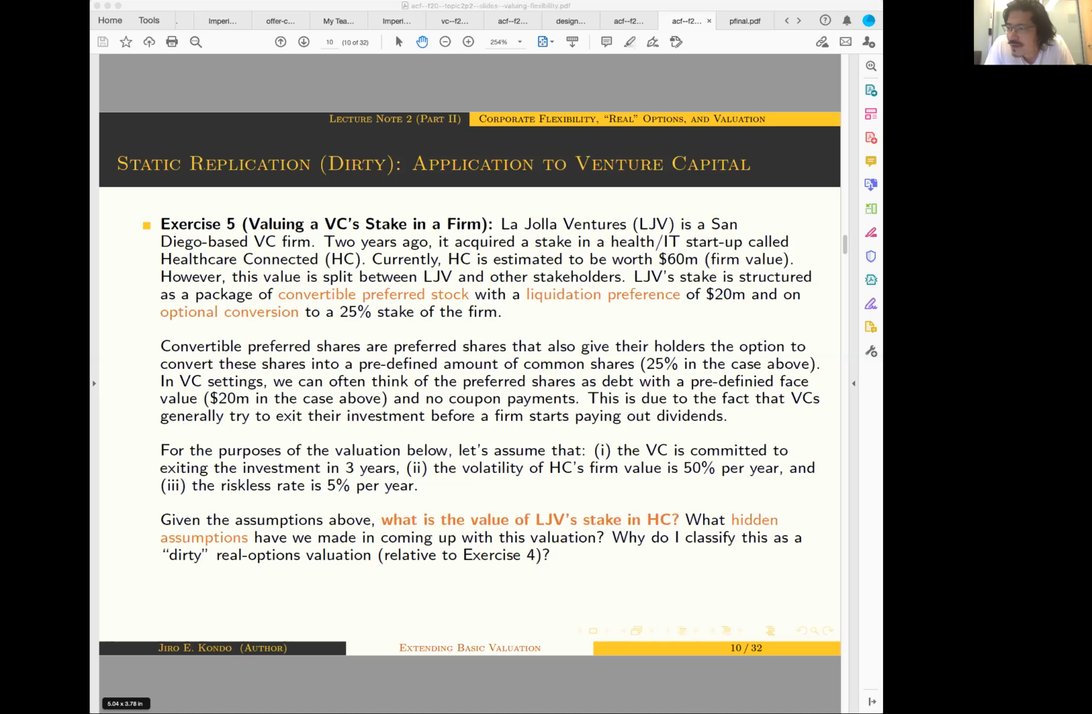By the way, I define some features of convertible preferred shares in paragraph 2. I don't feel the need to rehash this now because I kind of said all that we need to know in words already. So I'm skipping paragraph 2 because I covered it, and actually covered it better than the way it was written here, I see. For the purposes of this exercise, the goal is that we want to value LJV's stake.